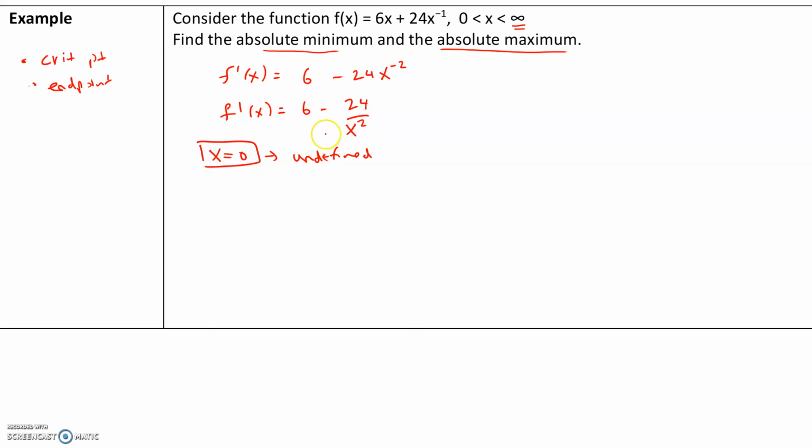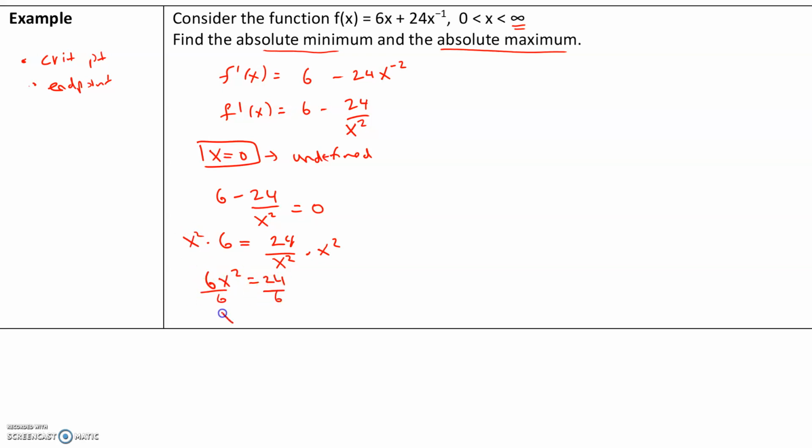We also have a critical point when this function, 6 minus 24 over x to the second power, equals 0. So to solve this, I'm going to just add the 24 over x squared to the other side because I want the numbers on one side, variables on the other side. So I get 6 equals 24 over x squared, but I don't want the x squared in the denominator, so I'm going to multiply it to both sides. This gives me 6x squared equals 24.